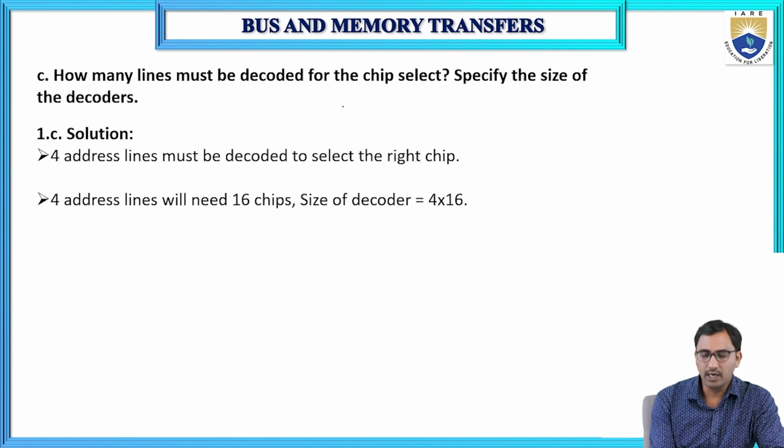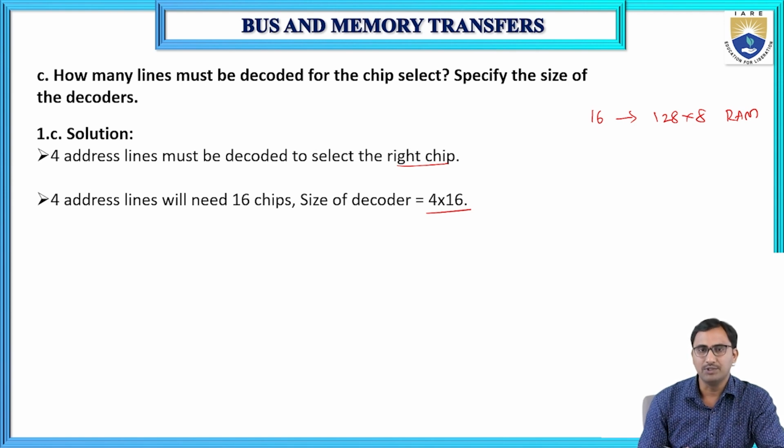How many lines must be decoded for the chip selector? Specify the size of the decoder. So the 4 address lines must be decoded to select the right chip, because in total we have 16 RAM chips, 16 128 by 8 RAM chips. In order to decode, we require a 4 by 16 decoder so that we can access all those 16 RAM chips, because here the inputs are 4 and outputs are 16.